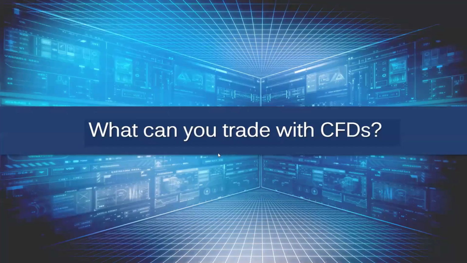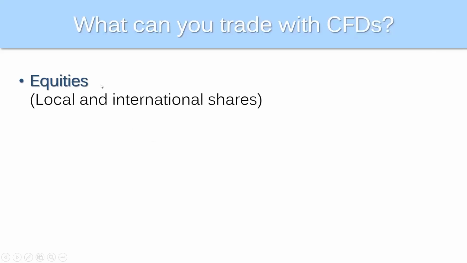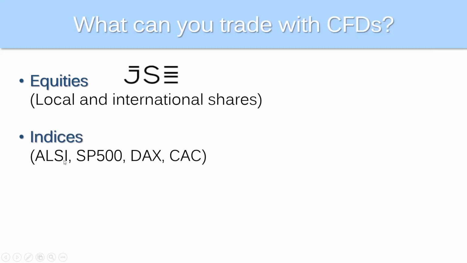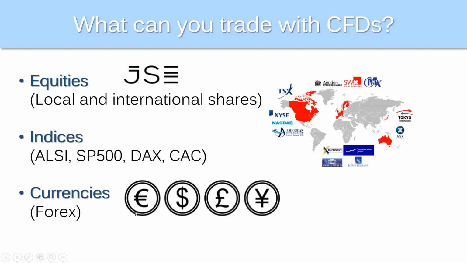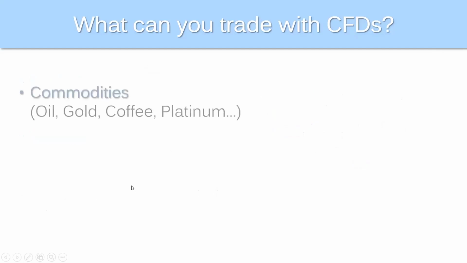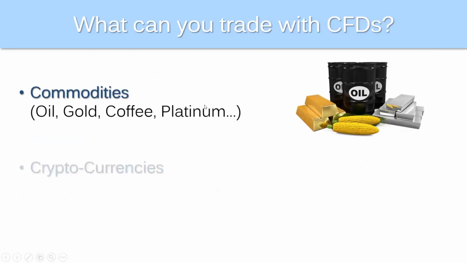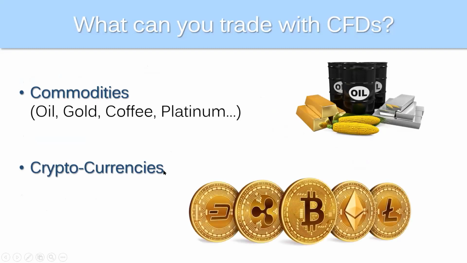And what can you trade with CFDs? Well, you can trade equities, local and international shares. You can trade indices, so the ALSI, the S&P 500, the DAX, the CAC, the NASDAQ, the Tokyo Exchange, the Euronext, the ASX for those in Australia. Currencies, you can trade Forex. You can trade commodities. You can trade cryptocurrencies.